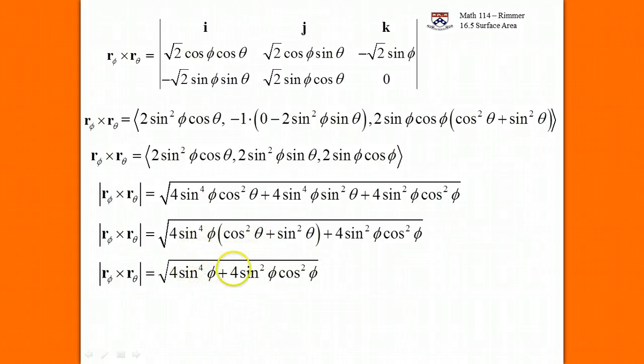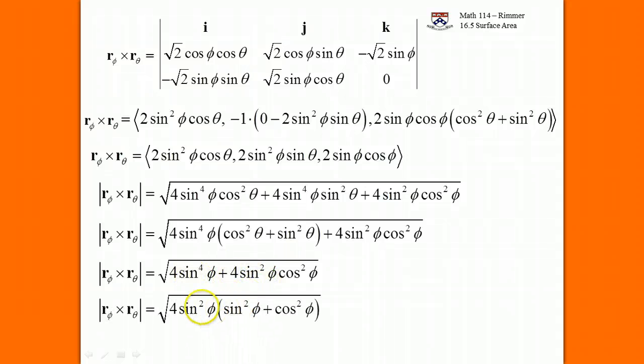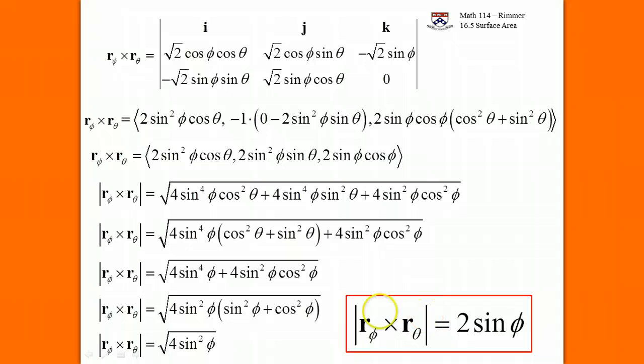So now you have a 4 sine 4th, and this third term here, 4 sine squared, all this is on phi, cosine squared on phi. And now we can factor out of here 4 sine squared of phi. When we take a 4 sine squared of phi out, we'll be left with another sine squared of phi, and then here conveniently a cosine squared of phi, and these guys combine to give you 1. And so we take the root of each of these. This is a nice perfect square. We get 2 times the sine of phi is the cross product magnitude. And that goes into the formula.